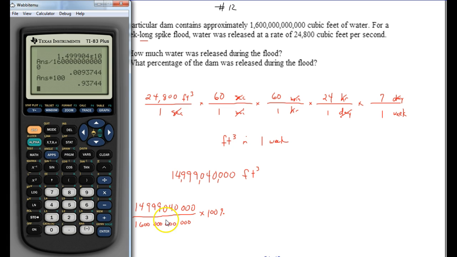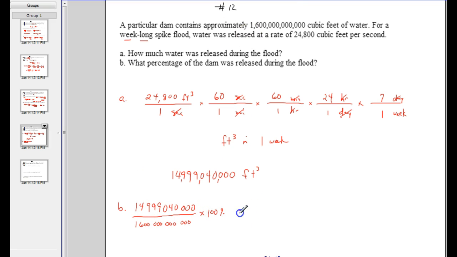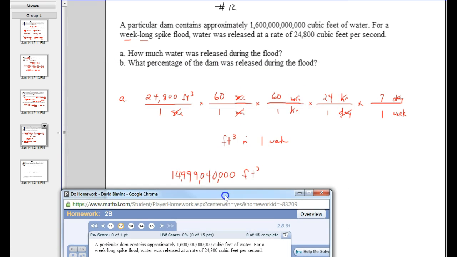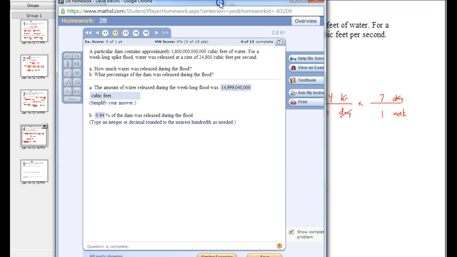So 0.9374%. Not even a whole percentage point. So as big as that number was that we got by doing that, this number is still much, much larger. And then there's both of those questions correctly. There's that number. Notice it's not written in scientific notation, so make sure that you do expand it out.